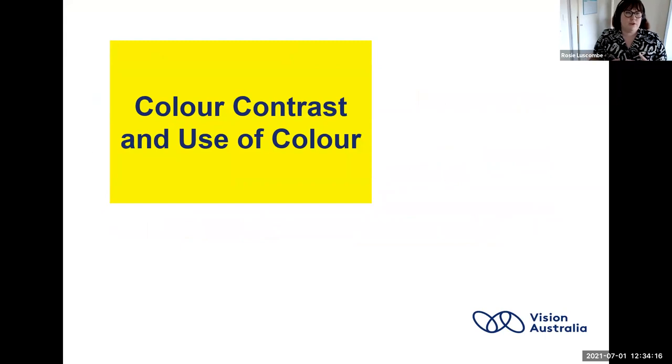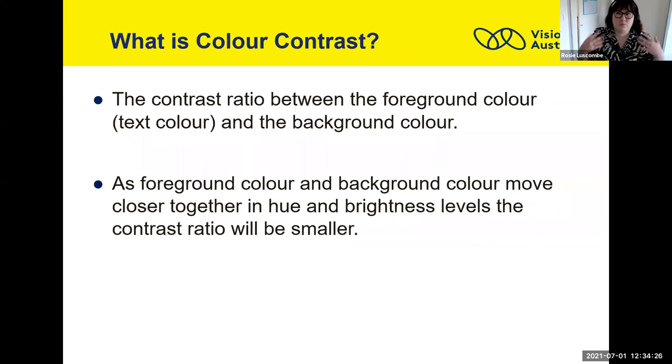So moving on to our first point, color contrast and use of color. I like to group these together because they're both to do with color and I think they go along really well together. So first of all, what is color contrast? It's the contrast ratio between the foreground color, which is usually the text color, and the background color. So as the foreground color and the background color move closer together in hue and brightness levels, the contrast ratio will be smaller.